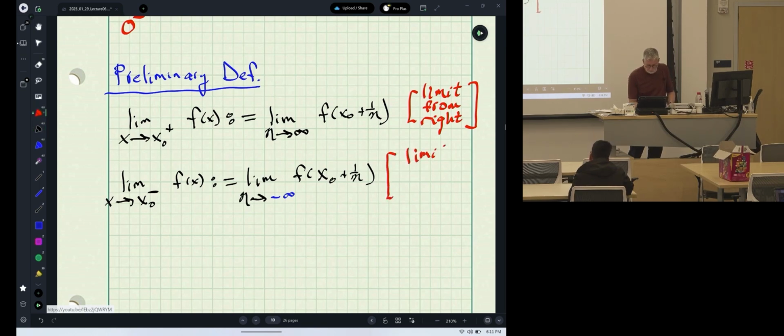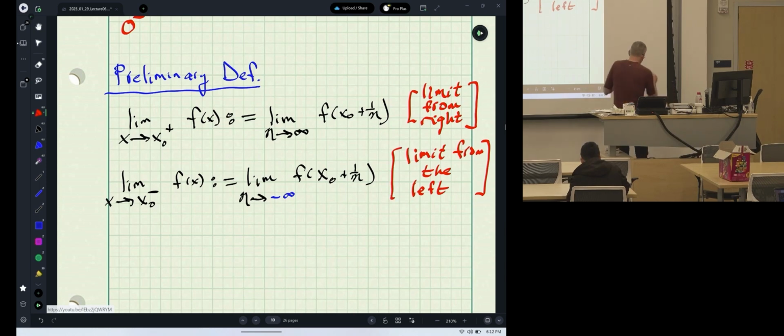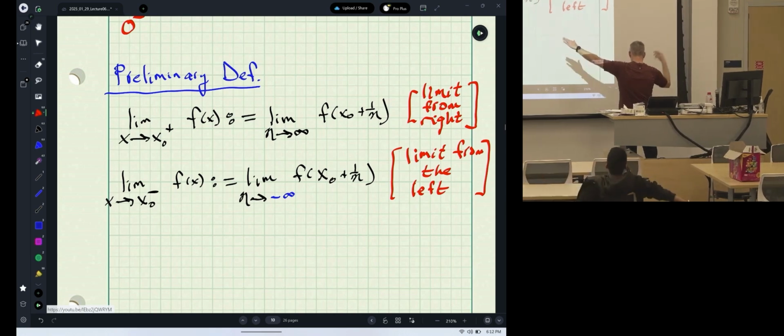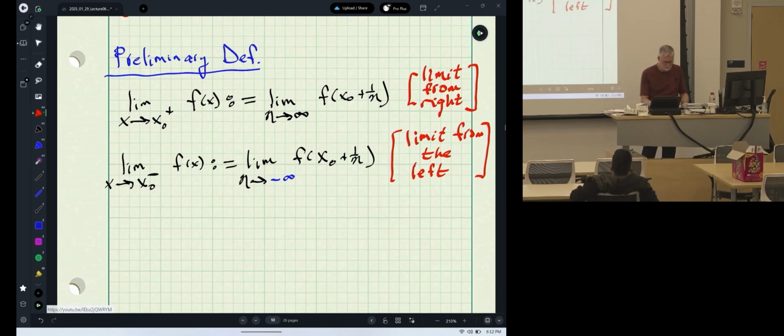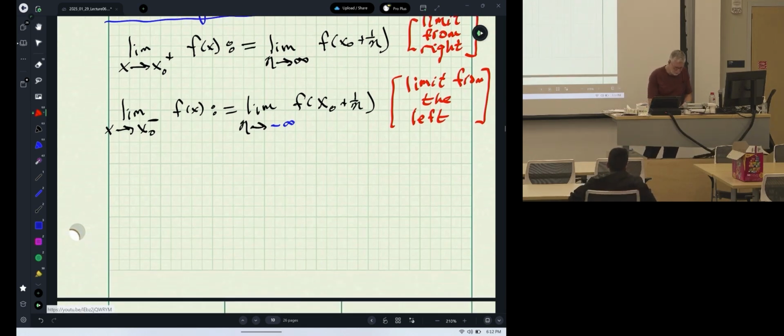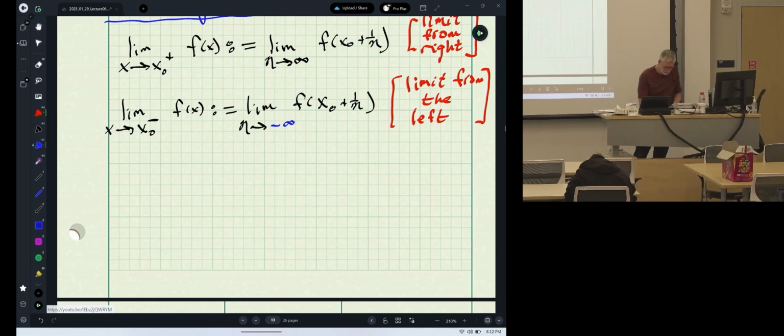Limit from the right. Oh, turn your brain back on, Grizzle. We're not done yet. We're almost done, though. Okay, eta is negative. 1 over eta is negative, but it's getting smaller and smaller. We're approaching from the left. So I want us to do 2 limits, and then we can go home.